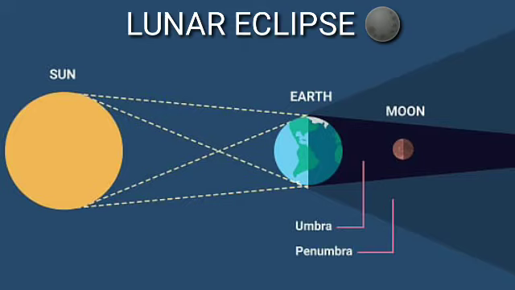A lunar eclipse can be seen with the naked eye. A lunar eclipse takes place on a full moon day. So these are the important points regarding lunar eclipse. Now both this lunar eclipse and solar eclipse, these diagrams you have to draw in your classwork. It is there in your textbook on page number 116.